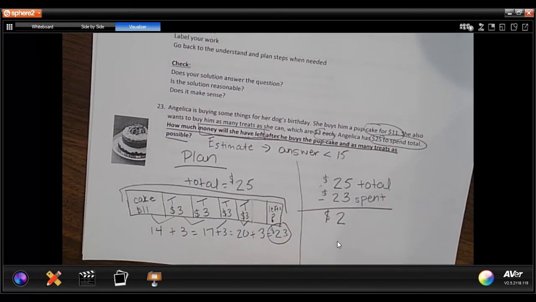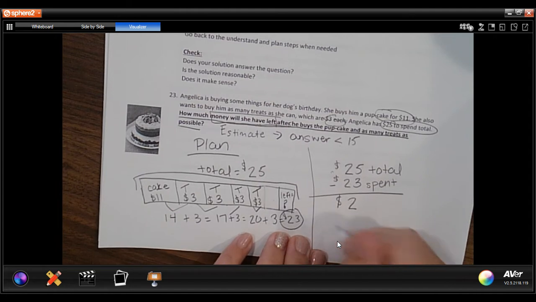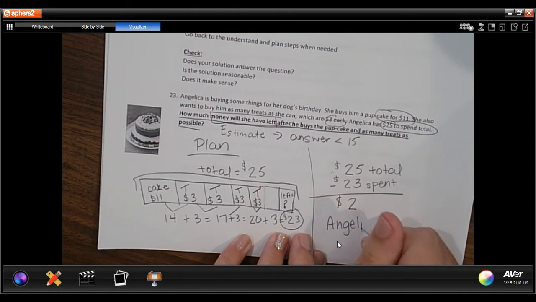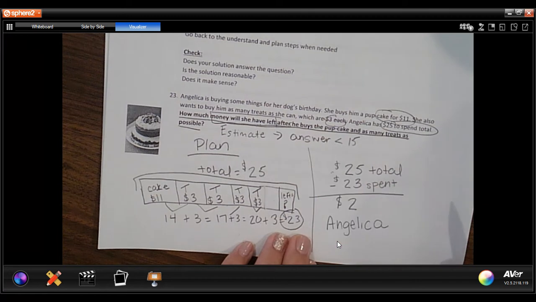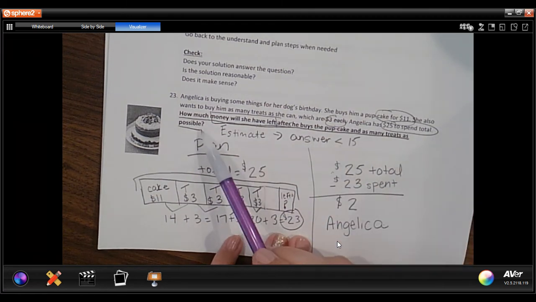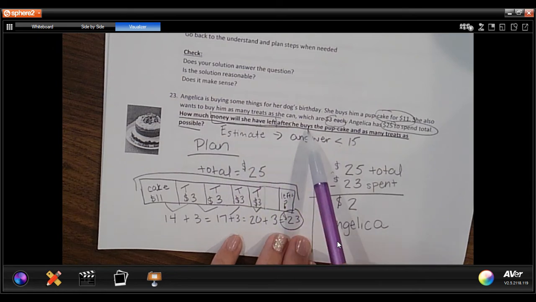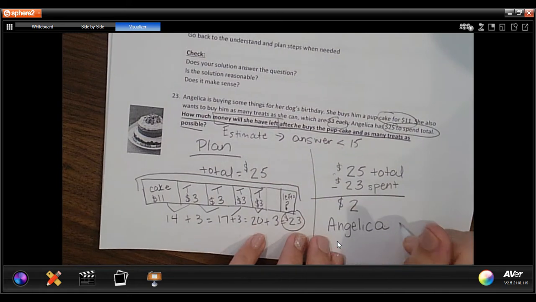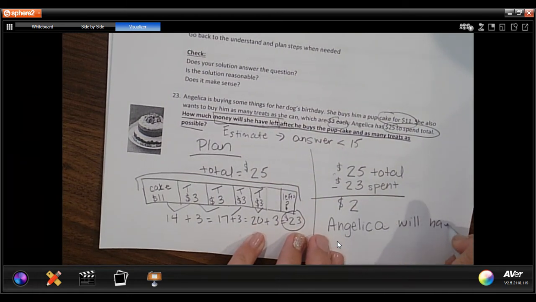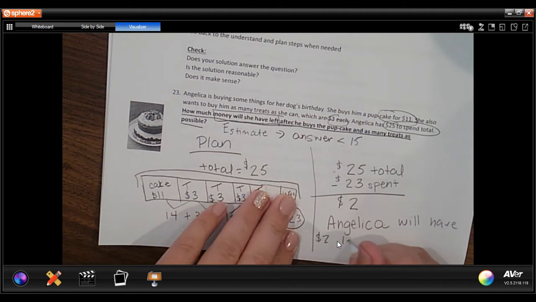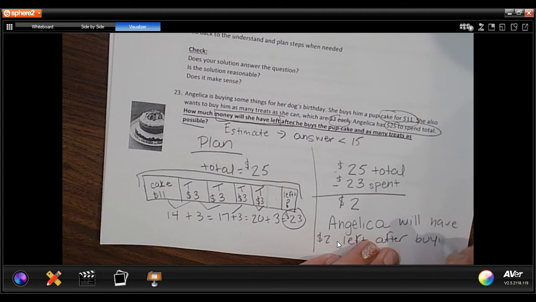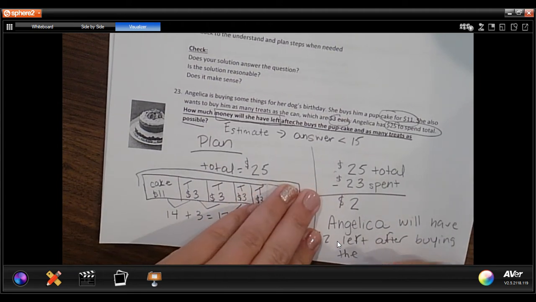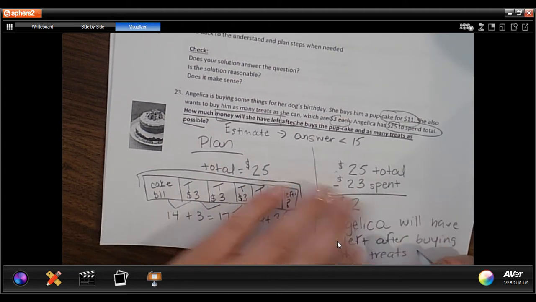Lastly, I'm going to write it in a sentence. I'm going to look back at my question and make sure my sentence is matching. The question says, how much money will she have left after she buys the pupcake and as many treats as possible? So I want to say, Angelica will have $2 left after buying the treats and pupcake.